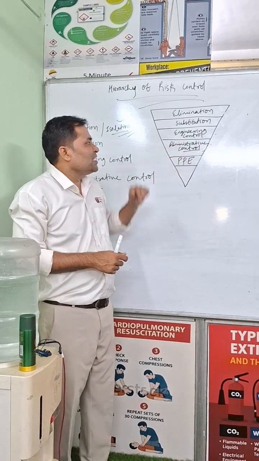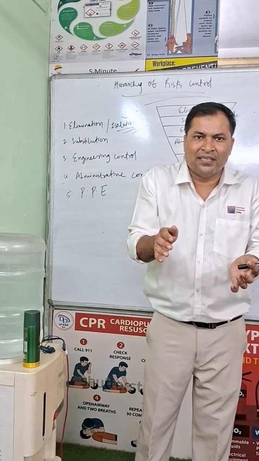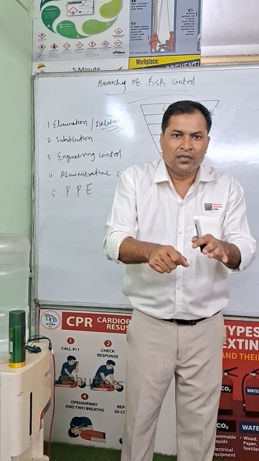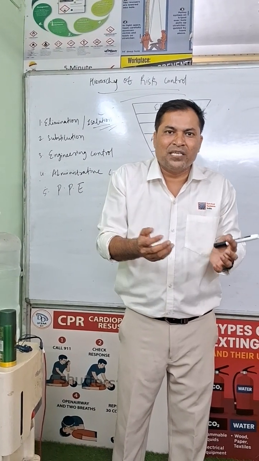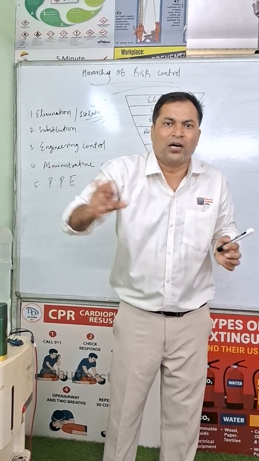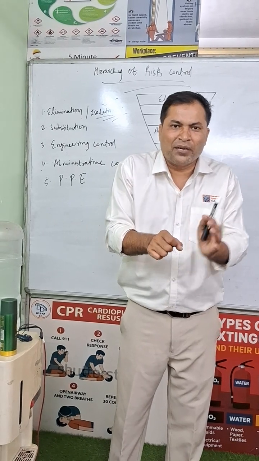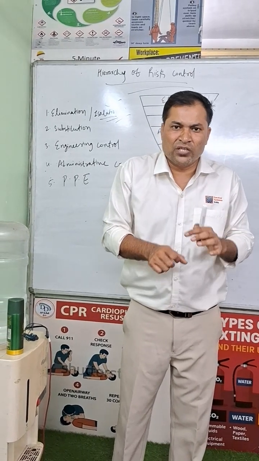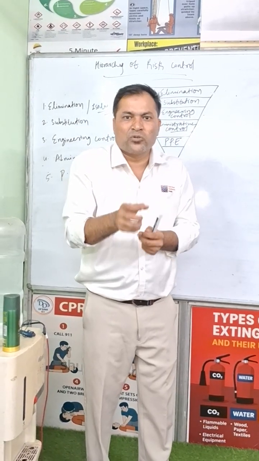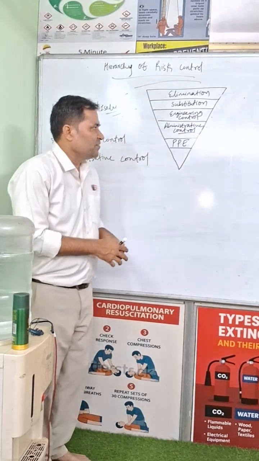Then the third one is engineering control. In engineering control, you can put a guard. If someone is using a grinder without a guard, it may cut someone's face, or it may create an impact on your workplace. If you are using a grinder without any guard, you can put the guard over there for engineering control. You can also put switches over there to control the equipment, to perform in a proper way.